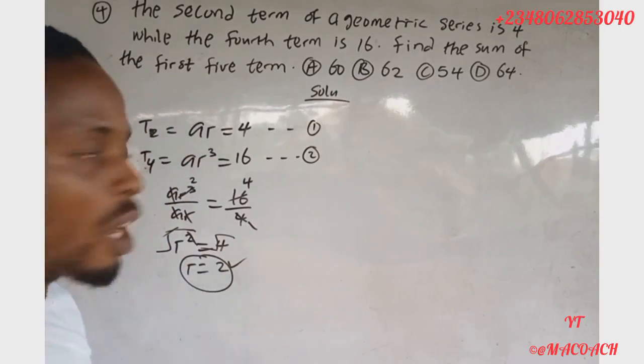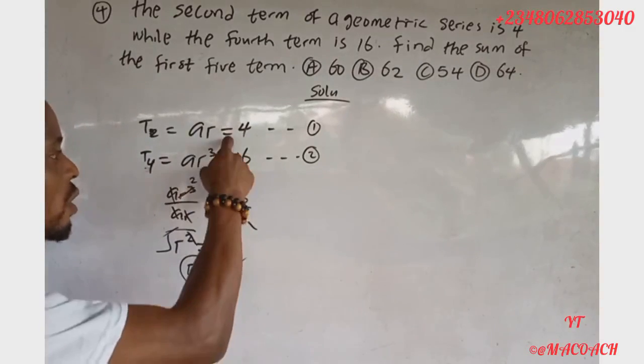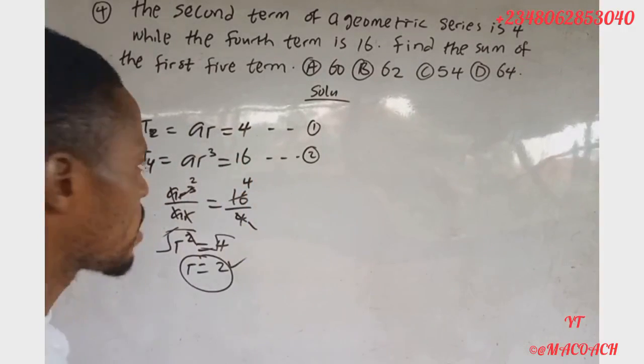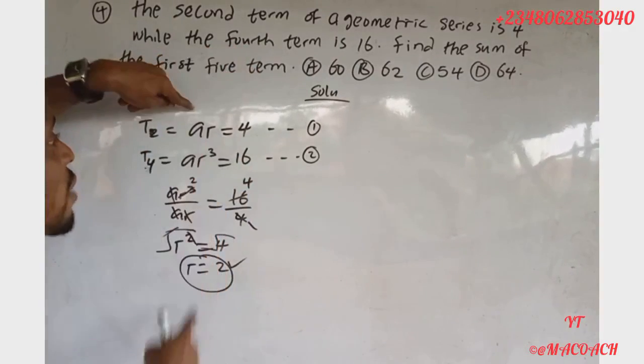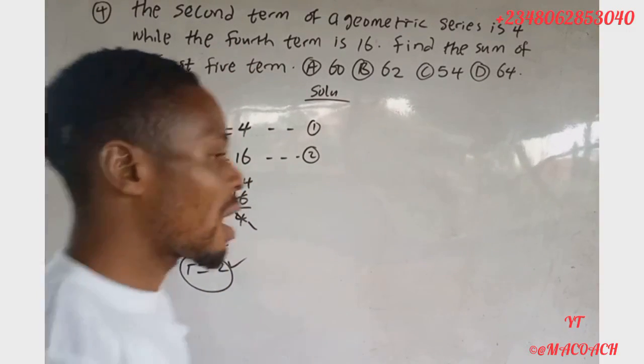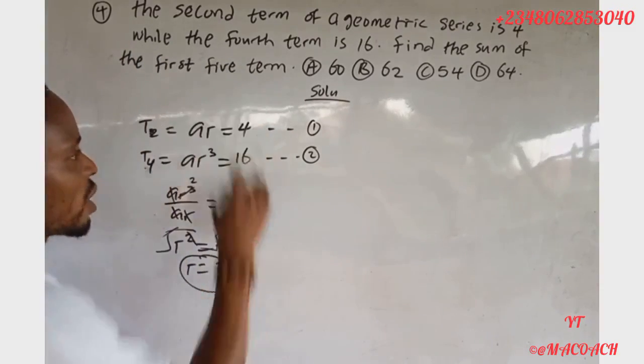you put our R equal to 2 into either of the equations. But to make it easy, you can put this into equation 1. So when you put it into equation 1, you get the value of our A, which is our first term. Okay, let's put our R equal to 2 into equation 1.